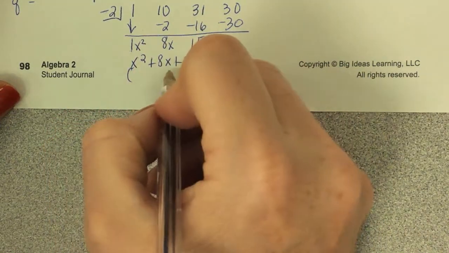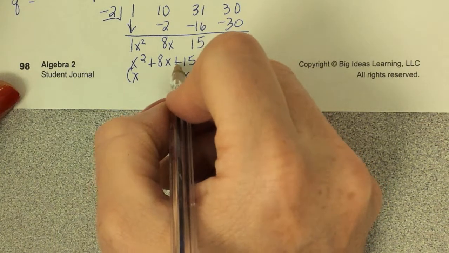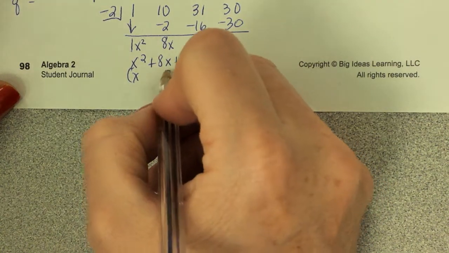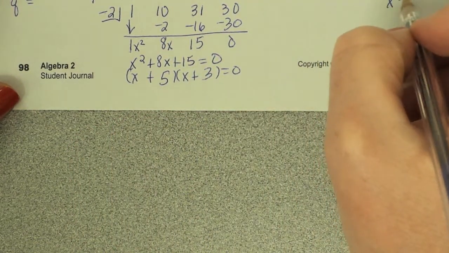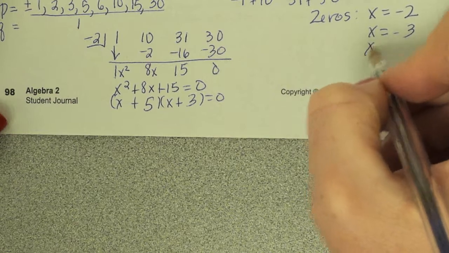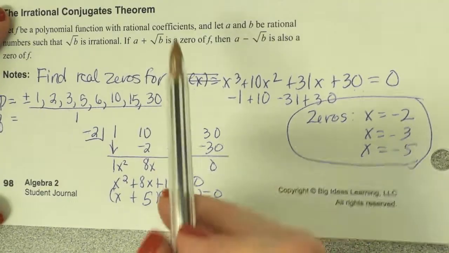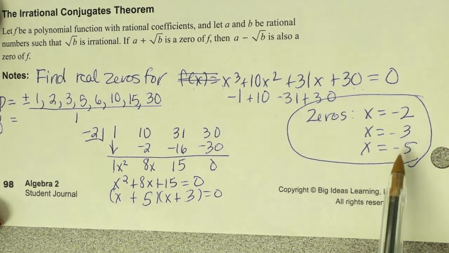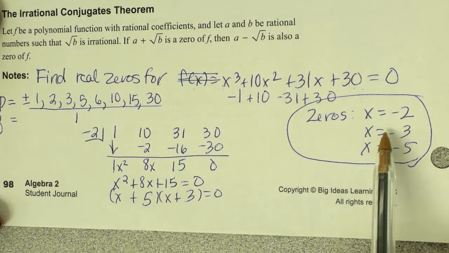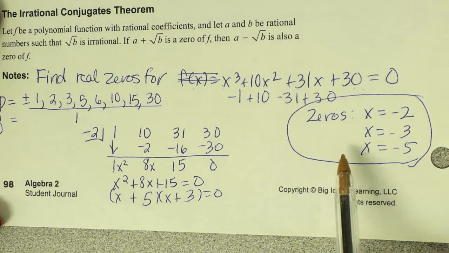How can I solve this? Well, I can factor it. Are there numbers that multiply to be 15 and add to be 8? 5 and 3, plus and plus. And so what are our other zeros? Okay, so those would be the 3 zeros. And remember, whatever this power is, that's how many zeros I should end up with. Now, something could be a solution more than once, but I have to have a total of 3 zeros, and I do, so I know that this is correct.